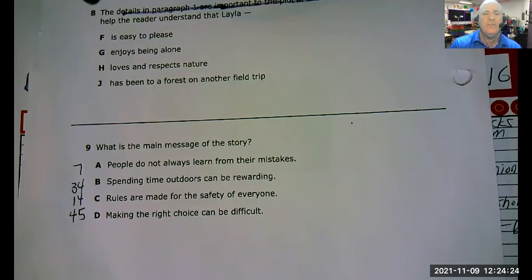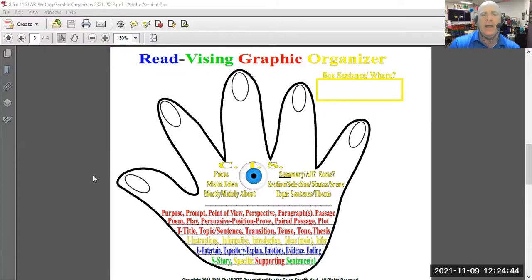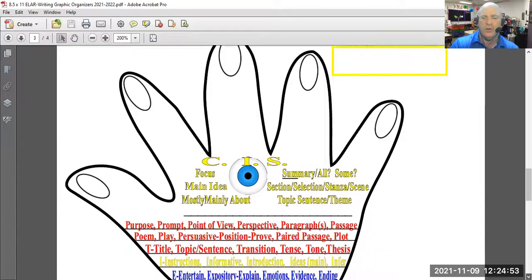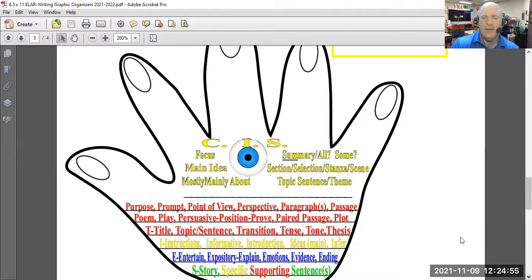So let me show you something that will help you think of how a story works. So there is my hand, and I call it the Readvising Graphic Organizer. And for the sake of today's lesson, we're going to use it for reading. And so there's my hand.